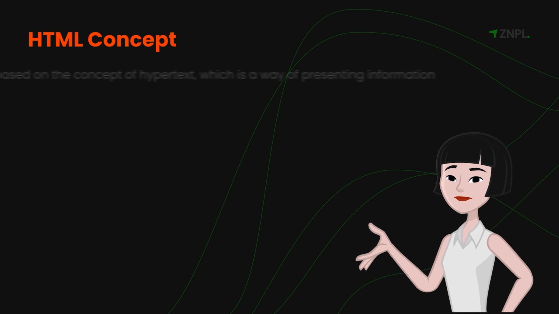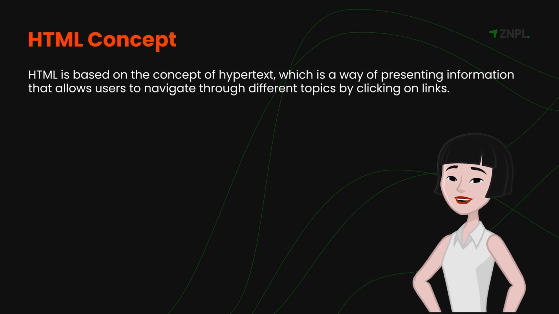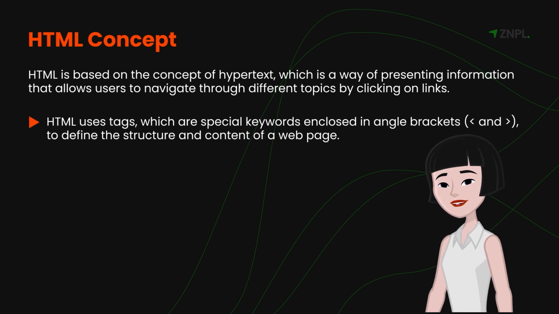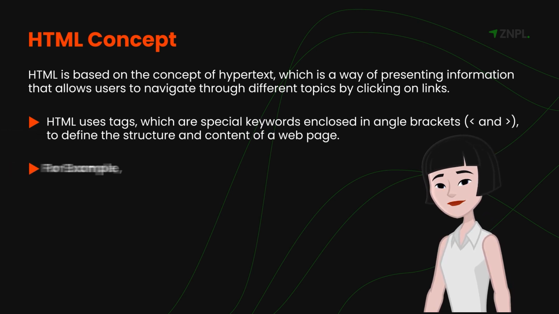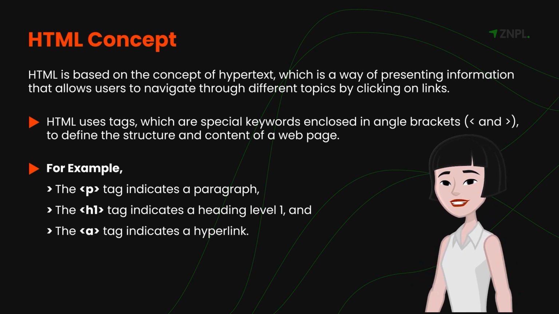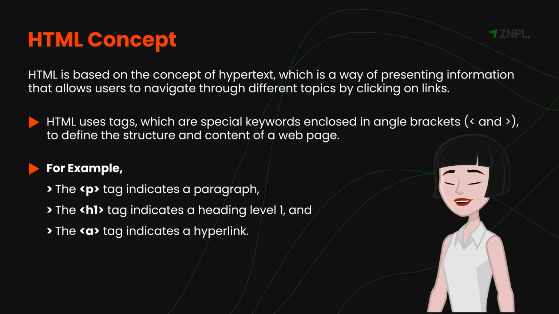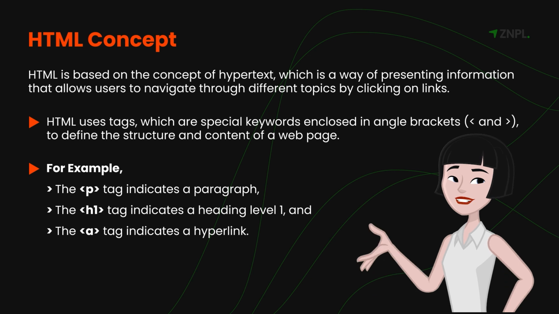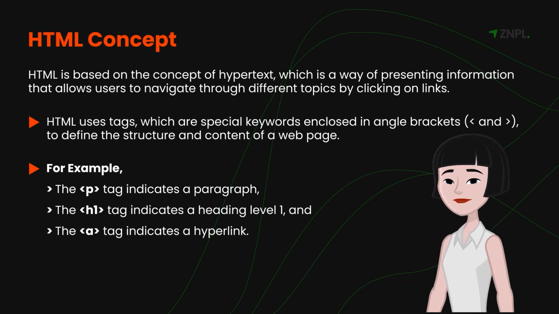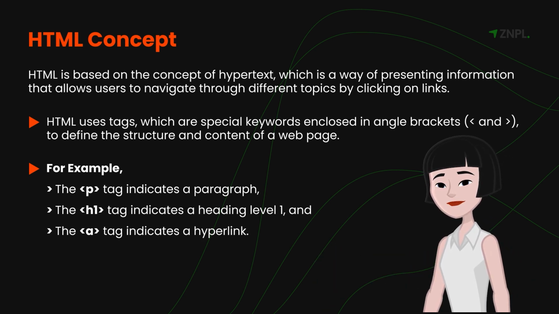HTML concept. HTML is based on the concept of hypertext, which is a way of presenting information that allows users to navigate through different topics by clicking on links. HTML uses tags, which are special keywords enclosed in angle brackets to define the structure and content of a web page. For example, the P tag indicates a paragraph. The H1 tag indicates a heading level 1 and the A tag indicates a hyperlink.